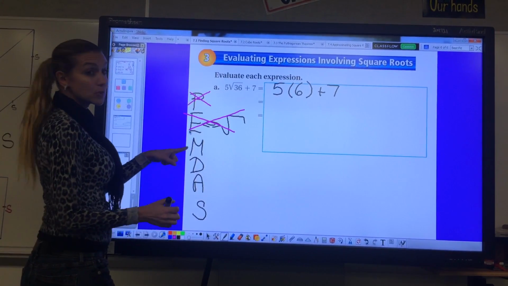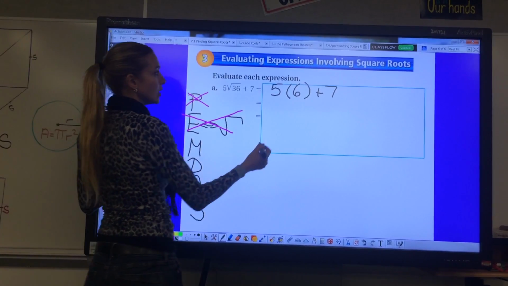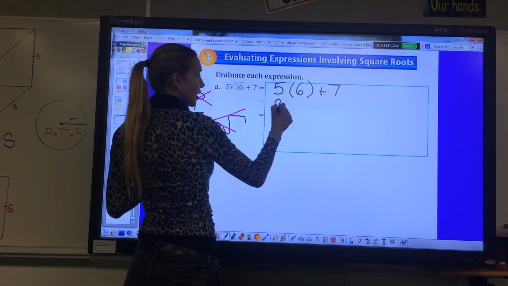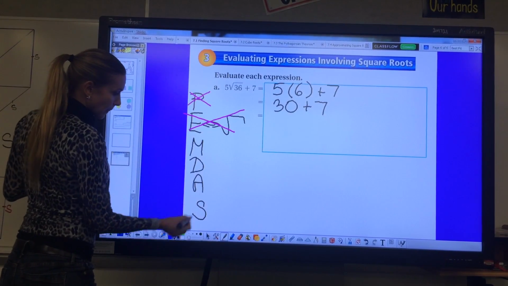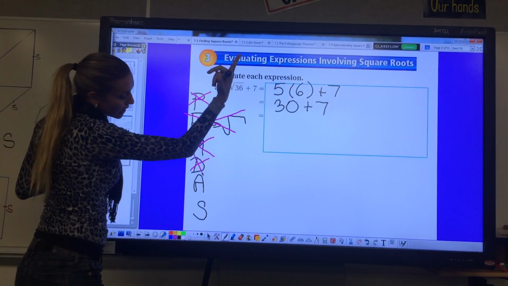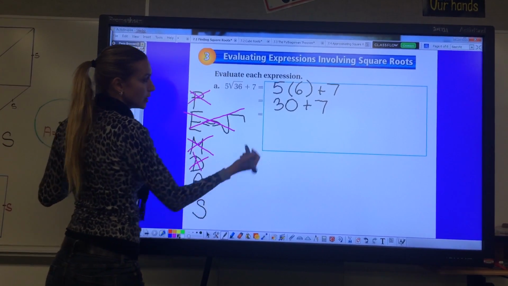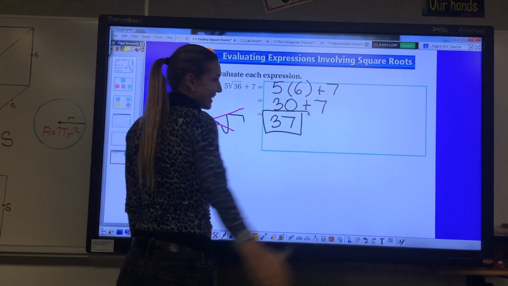The next one down says multiplication, so I have to multiply 5 times 6, which is 30, plus 7. I took care of multiplication, there's no division, and my final step, obviously, is the addition. So 30 plus 7 equals 37. And that's it.